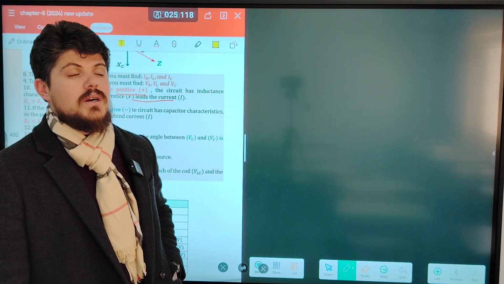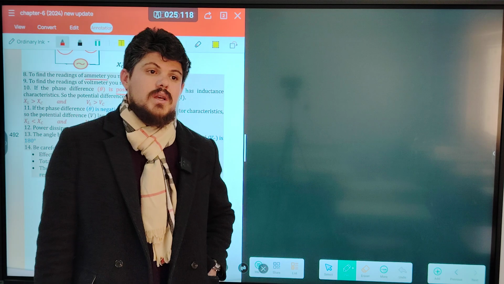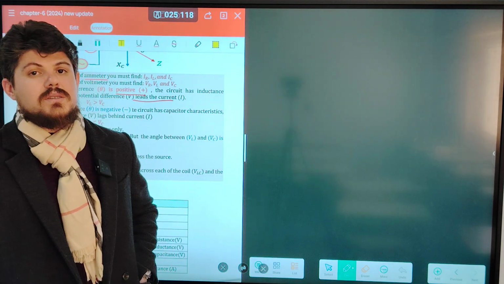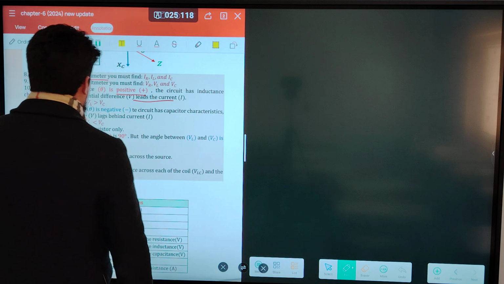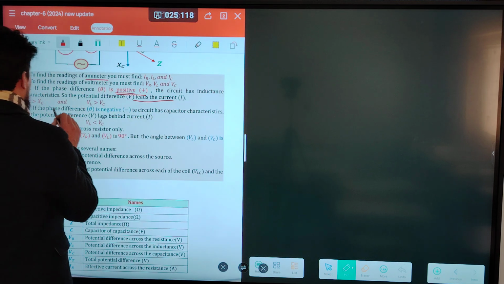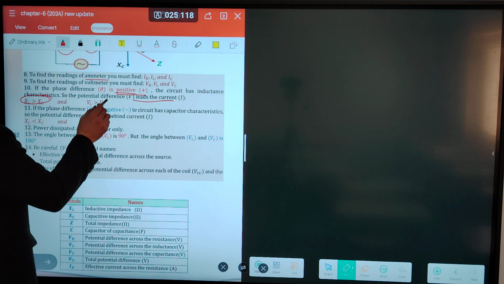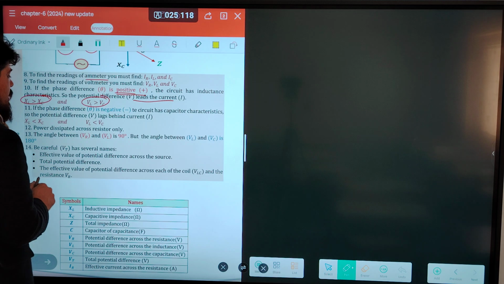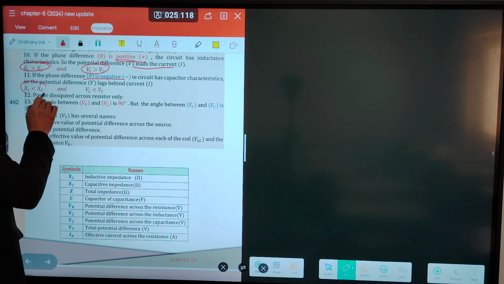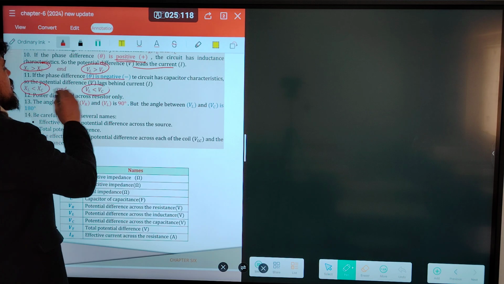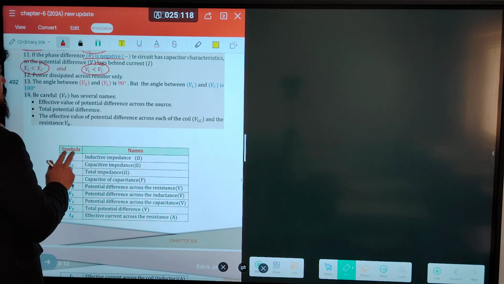But if VL is bigger than VC, the circuit has inductive characteristics, so theta will be positive and XL bigger than XC. When theta is positive, XL is bigger than XC or VL is bigger than VC. How about when theta is negative? When is theta negative? If XC is bigger than XL, VC is bigger than VL.